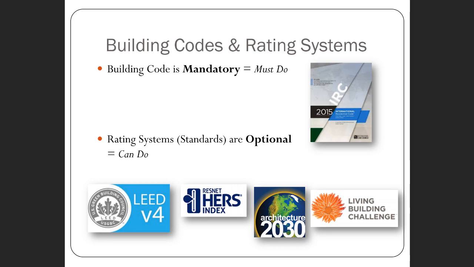I think earlier on we talked about building rating systems. We need to distinguish between a building code, which is mandatory, something that we must do, and a building rating system or a standard, which are optional, right? Those are things we can do. Ideally, in the work that we do here, we're going to do better than the minimum code requirement, right? If we're going to get to net zero buildings, we have to be doing a lot better than building code minimums.